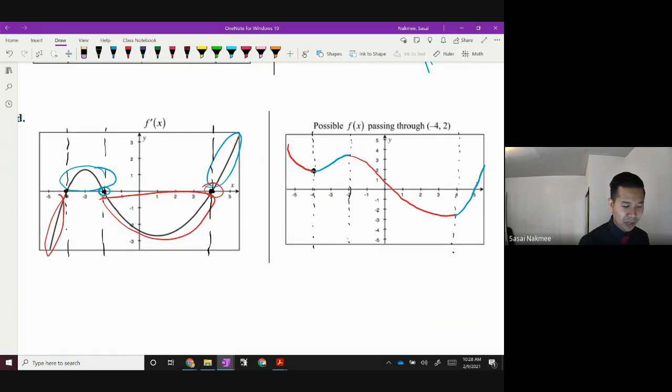As long as it's increasing, it's good enough for me to see that there is a critical point here, a critical point here, and a critical point here, and that it's increasing after that. And that would be my sketch for the function given the derivative.